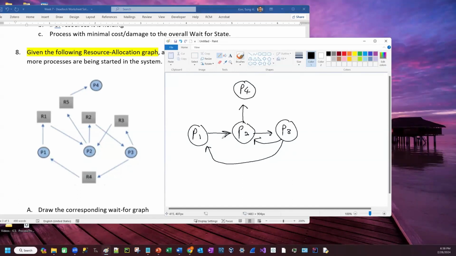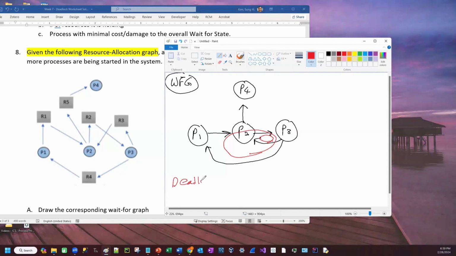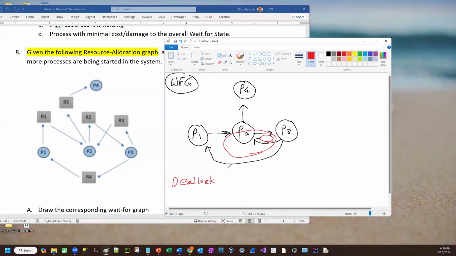Yeah, cool. So this is the wait-for graph. And the question is, is there a deadlock? Well, there is, right? Because there is a circle right here. There's a big circle, and then there's also a small circle. So the answer is there is a deadlock.